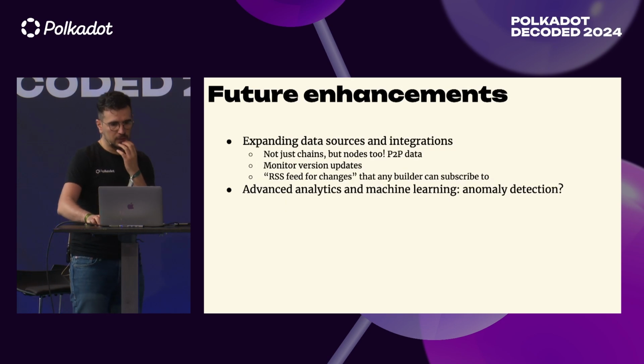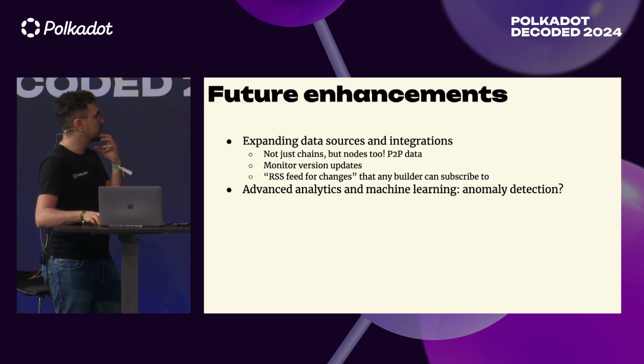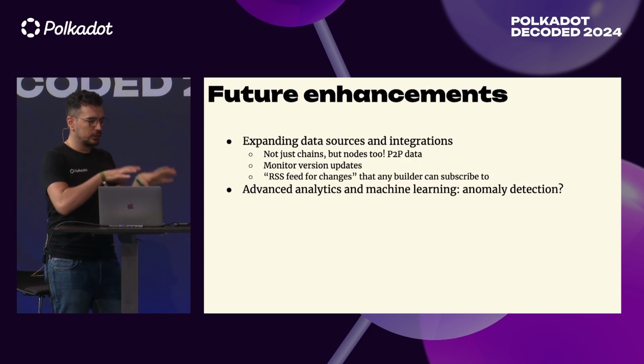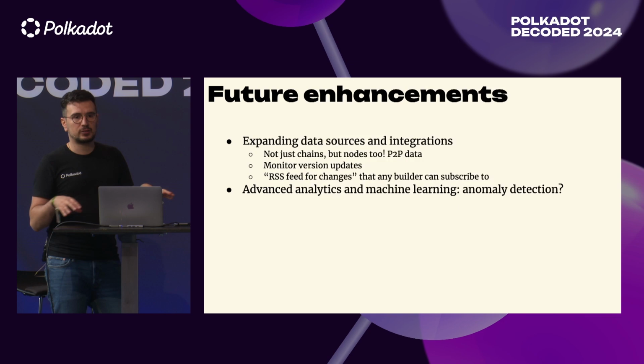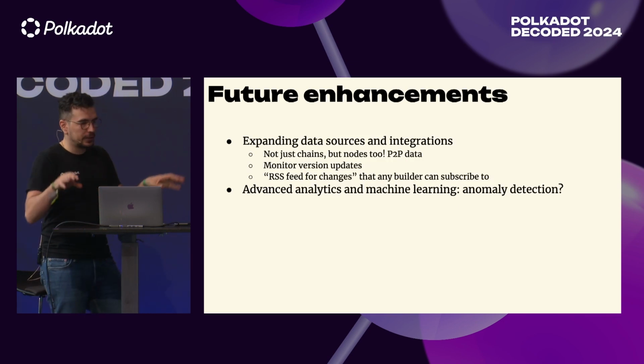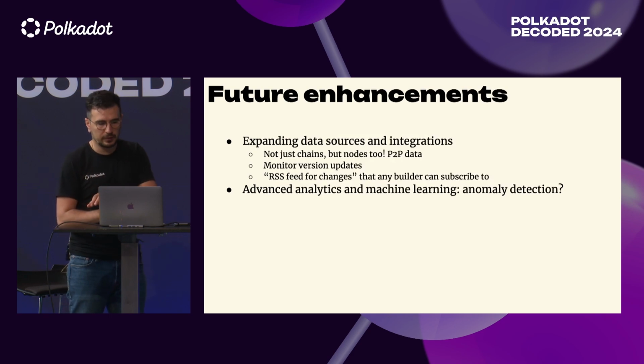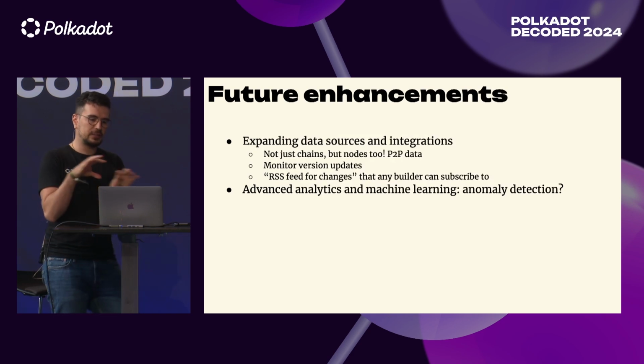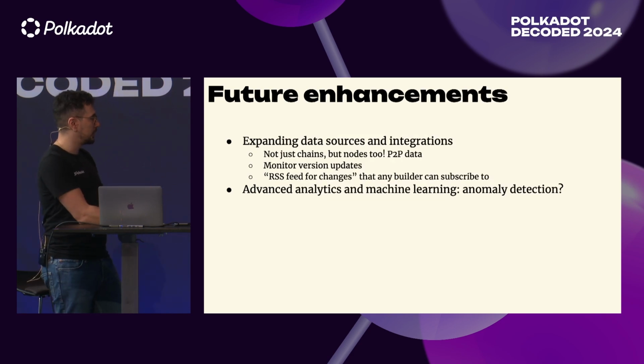Future enhancements, so expanding data sources and integrations. We don't want only the block data. We also want node data to be available. What versions are most of the nodes running? How is the P2P chatter looking? Is there anything unusual going on? That way, we monitor not only the contents, but also the nodes themselves within the ecosystem.